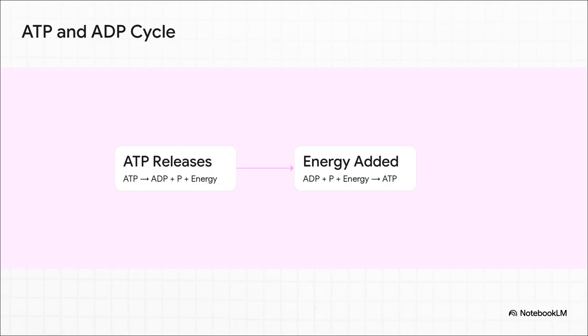Let's walk through it step by step. Step 1, ATP releases energy. When it does, it loses that 3rd phosphate, transforming from ATP into ADP, plus a free phosphate, plus the released energy.